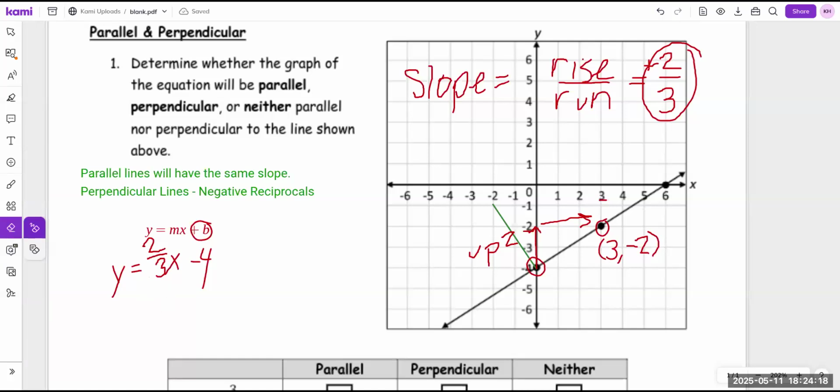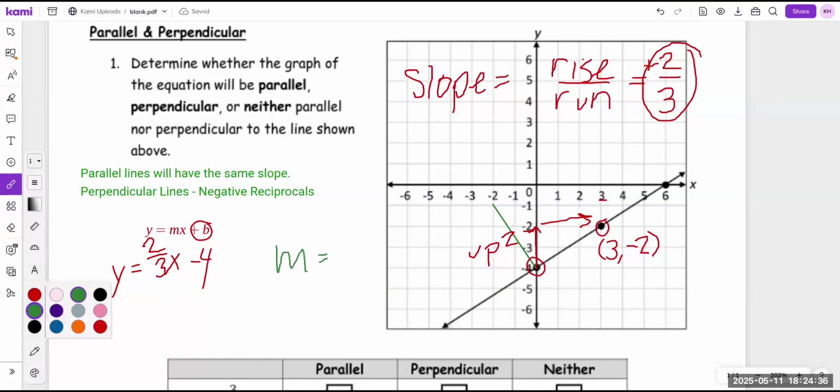The b comes from where it crosses the y-axis. Your slope comes from how much it goes up versus how much it goes over. All right. Now, up here, we have parallel lines will have the same slope. So anything that has a slope, when my slope is 2/3, right? When that coefficient of x is 2/3, then it's going to be parallel to this line, right? That b can be anything else.